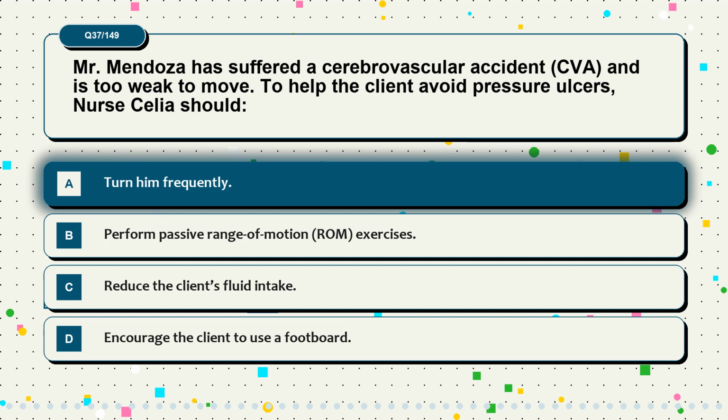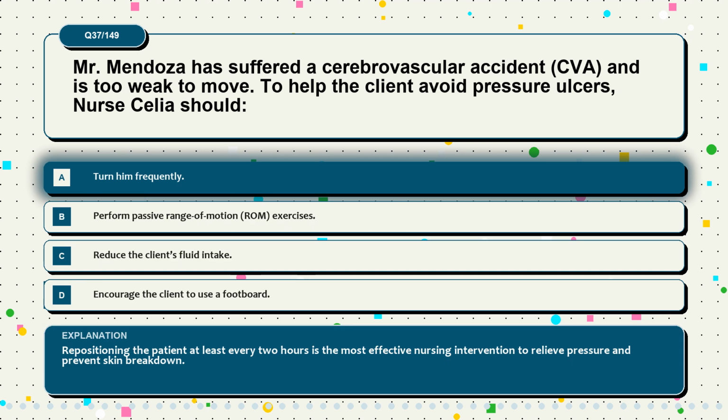The correct answer is option A. Turn him frequently. Repositioning the patient at least every 2 hours is the most effective nursing intervention to relieve pressure and prevent skin breakdown.